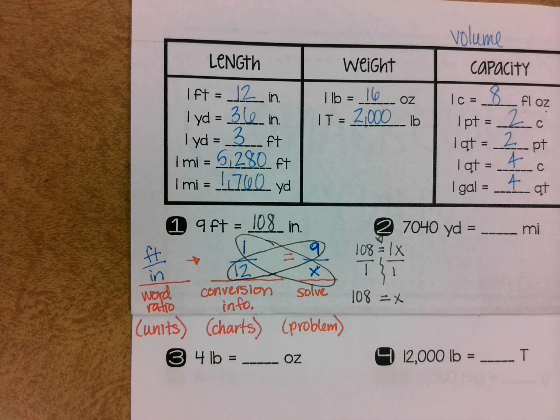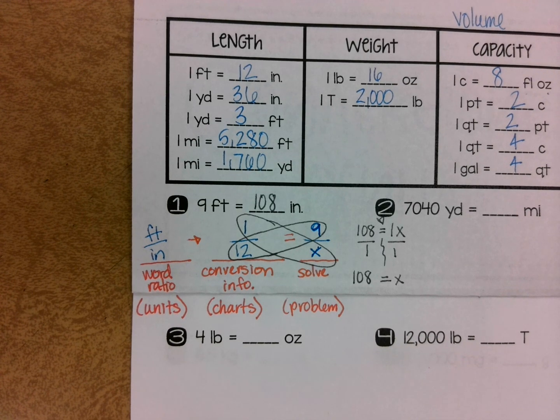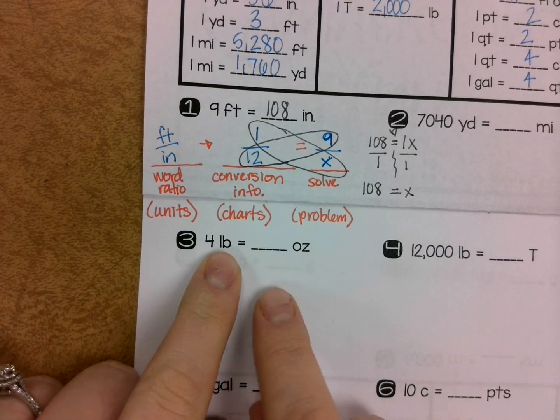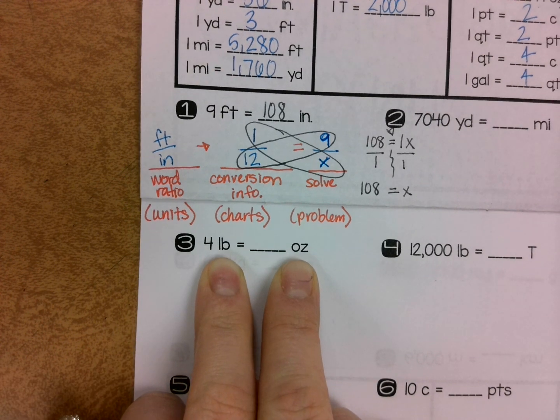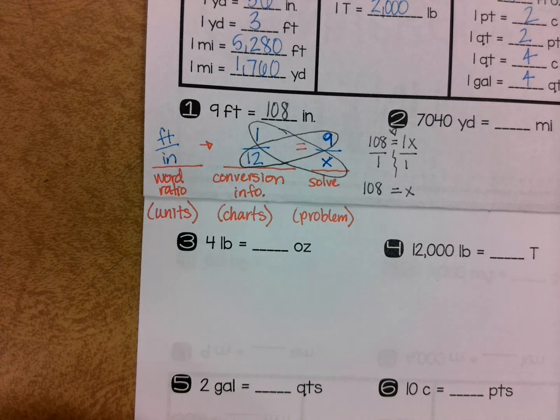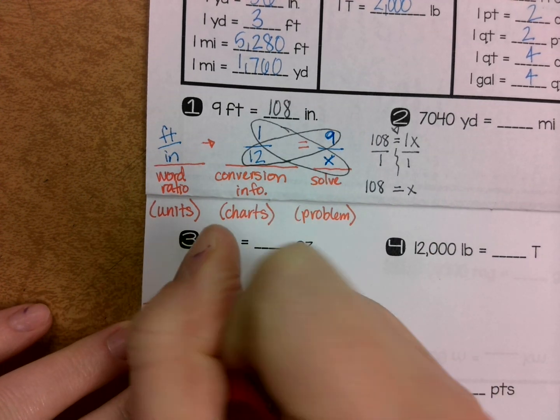If you got questions, again, try one more problem, but if you're still struggling, make sure you ask us. Let's jump down to number 3. Now we're working with pounds and ounces. Pounds and ounces. All right, so I first want to start off with my word ratio.